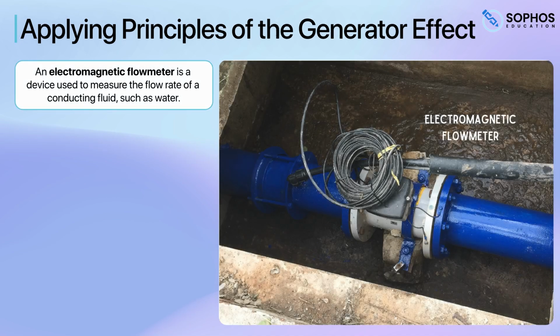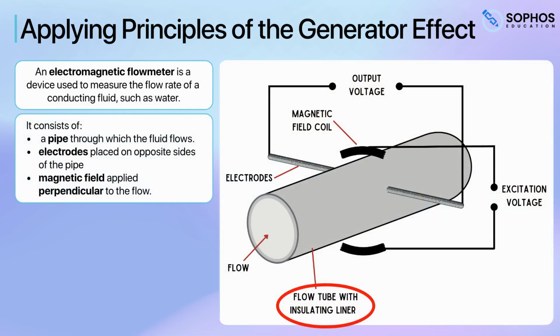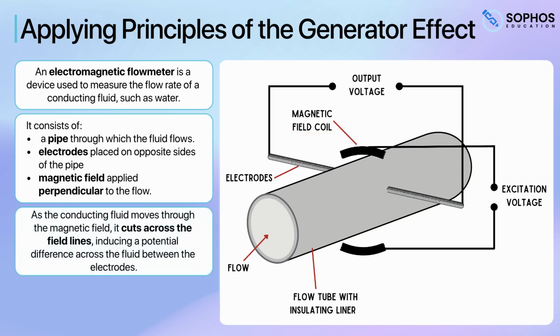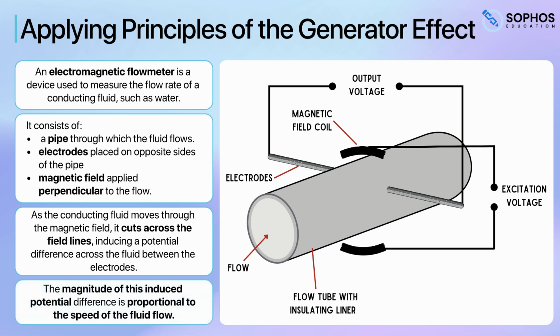An electromagnetic flow meter is a device used to measure the flow rate of a conducting fluid, such as water. It consists of a pipe through which the fluid flows, electrodes placed on opposite sides of the pipe, and a magnetic field applied perpendicular to the flow. As the conducting fluid moves through the magnetic field, it cuts across the field lines, inducing a potential difference across the fluid between the electrodes. The magnitude of this induced potential difference is proportional to the speed of the fluid flow. By measuring the induced voltage, the flow rate of the fluid can be determined accurately.